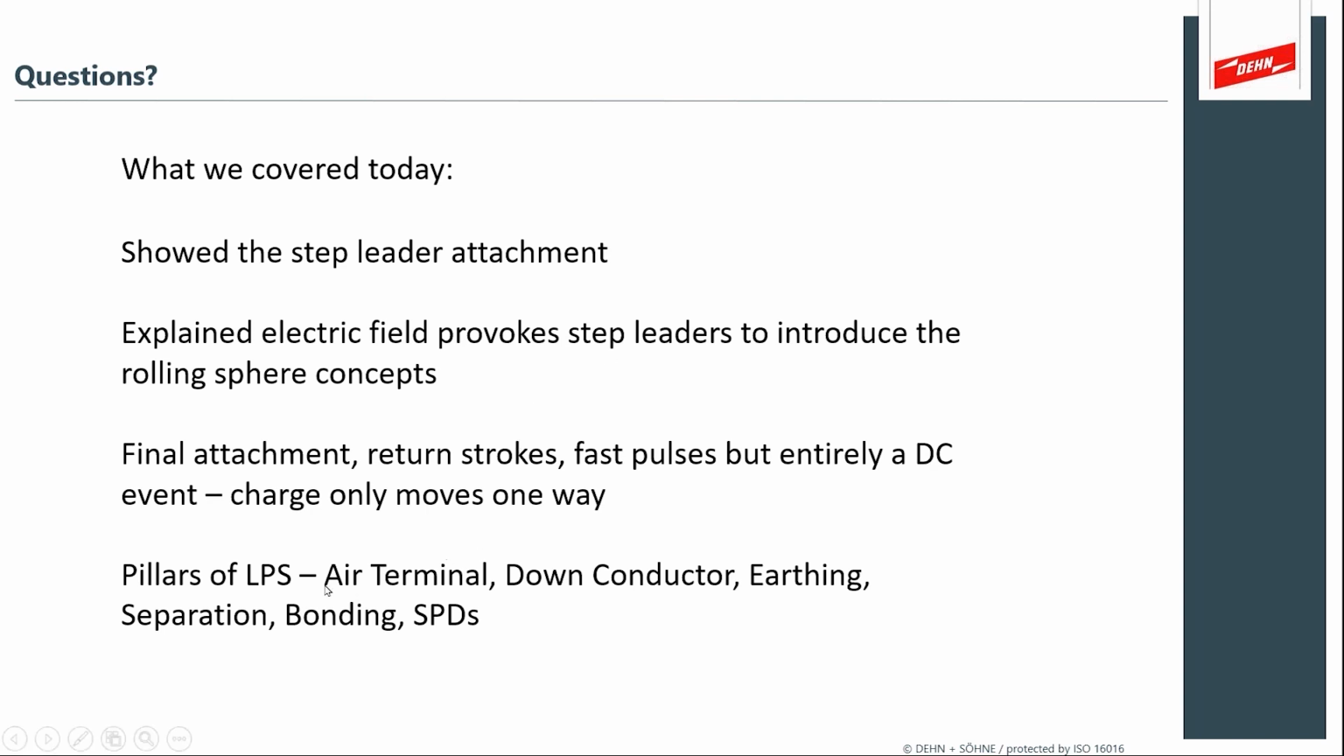And then we talked about the pillars of lightning protection: your air terminal, down conductor, earthing system. We pay attention to separation distance, to bonding, and then of course surge protection devices, which essentially form a separation but a bonding at the same time that allows that momentary bonding and control of the voltages. So I'd like to open up if we have any questions that have come in for our call today.